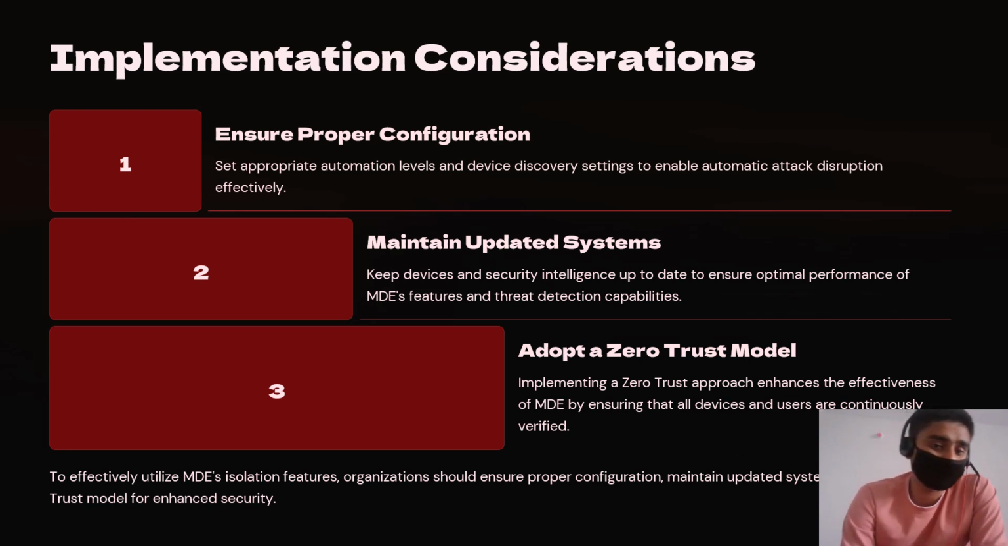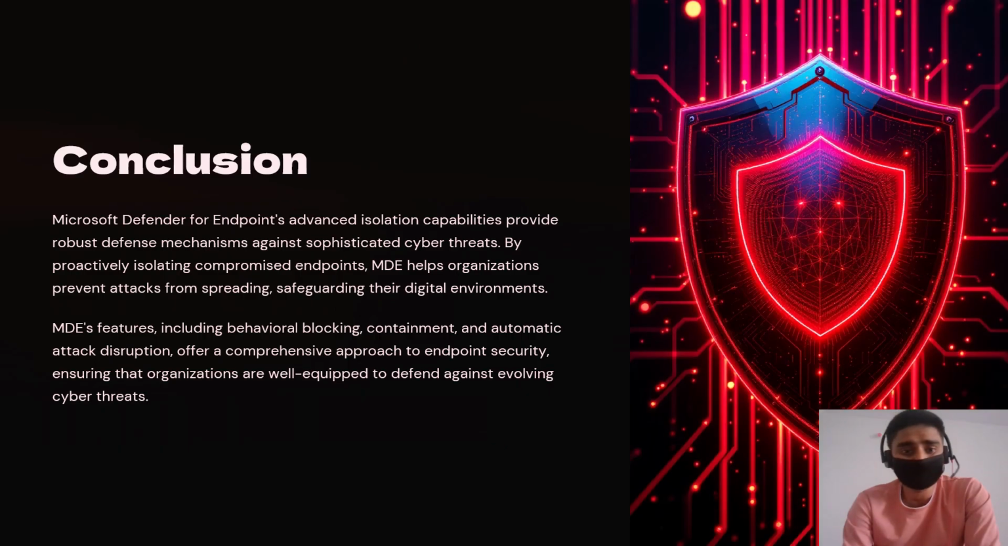Implementation considerations are about how we can implement this as a security posture and security measure: ensure proper configuration, maintain updated systems, and adopt a zero trust model. Implementing a zero trust approach enhances the efficiency of MDE and all the devices onboarded to the MDE console. For effective utilization of MDE isolation features, organizations should ensure proper configuration, maintain updated systems, and adopt the zero trust model, which can eventually enhance the security of any system.